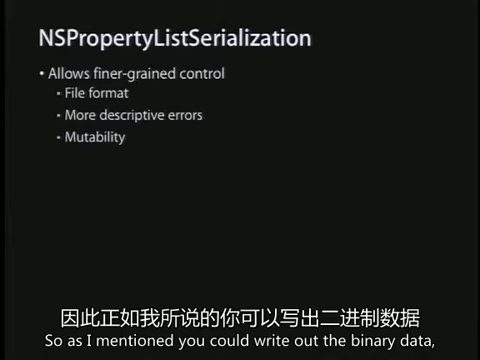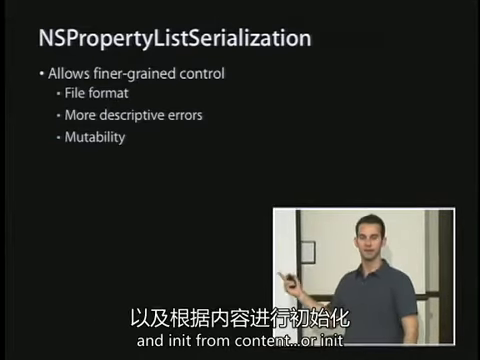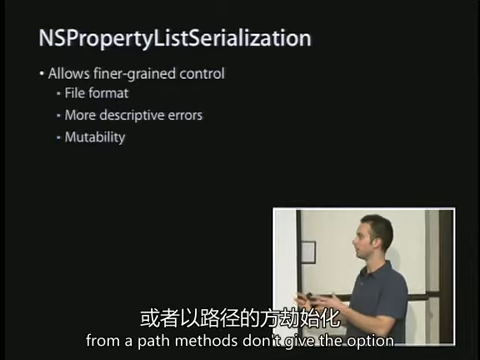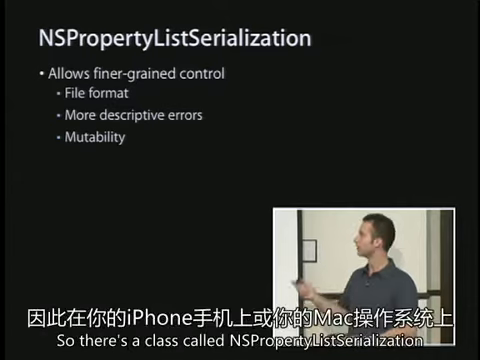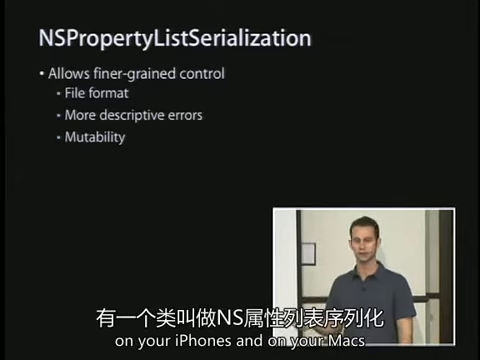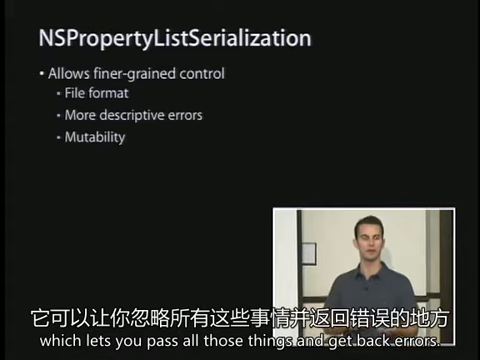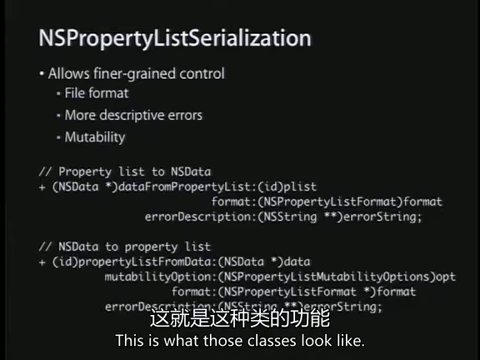So as I mentioned, you could write out the binary data, the XML data, but those writeToData and initFromContent or initFromPath methods don't give you the option to specify what format you want to write in. So there's a class called NSPropertyListSerialization on your iPhones and on your Macs, which lets you pass all those things and get back errors. And this is what those classes look like.